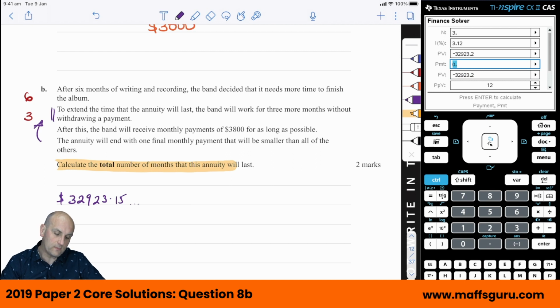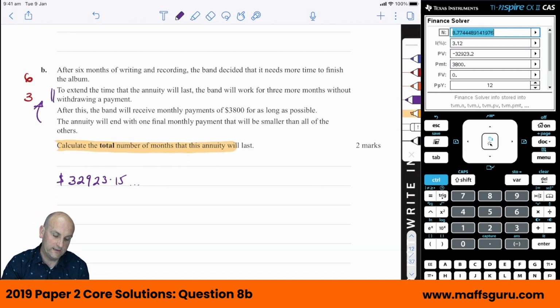Payments. So now what are the payments? It says 3,800. Whoops, they're going to get money, so let's make that positive. 3,800. Future value is going to be 0. The rest of the information is all the same. So what we're going to try and work out now is how many months it's available for.